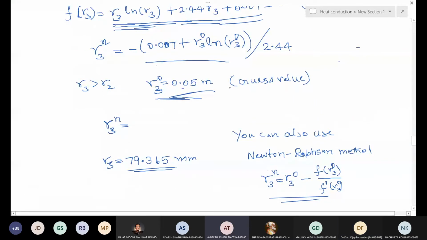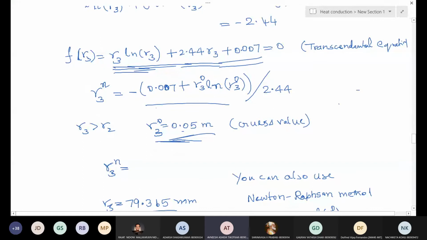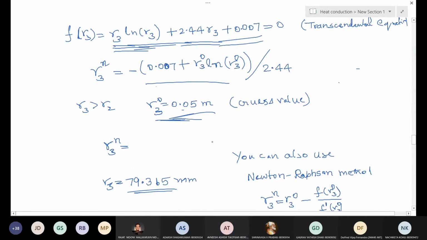Sir, I didn't get 79.365. I got 58 mm. I have to do more than just one iteration. How many iterations did you do? How many are we supposed to do, sir? What is the minimum number? You just keep on doing the iterations. You got 58 after one iteration, that's correct.